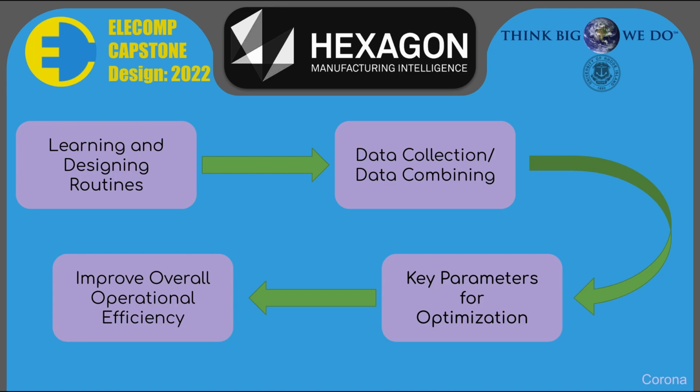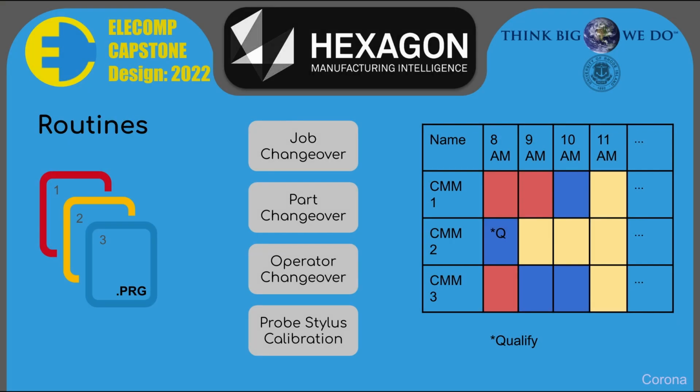This is a simplified block diagram of how we are tackling this problem. First step is routines. To the right is an example of a schedule. Notice multiple CMMs are able to run whichever routine. By looking at timestamps provided in the dynamic output file, we can calculate the job changeover, part changeover, operator changeover, and the probe stylus calibration.